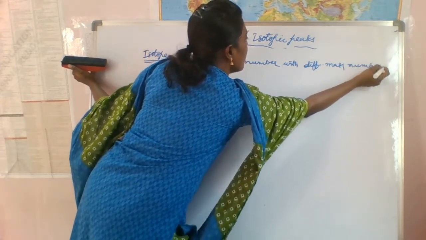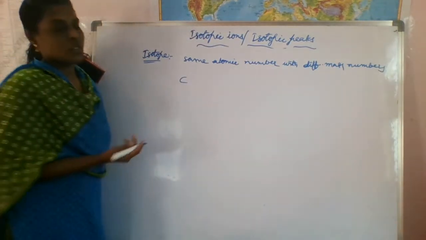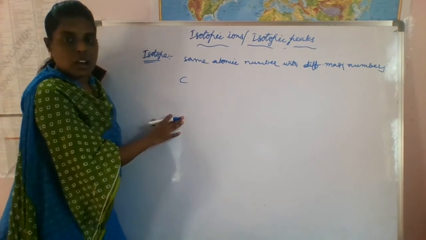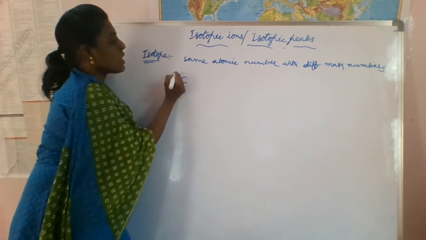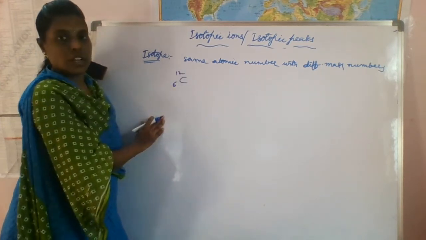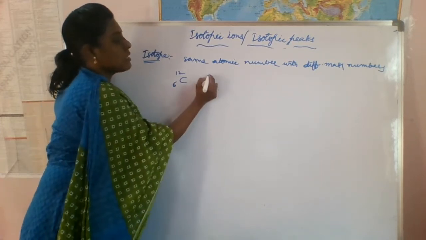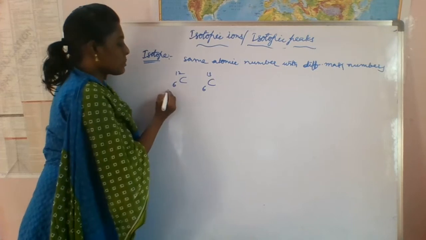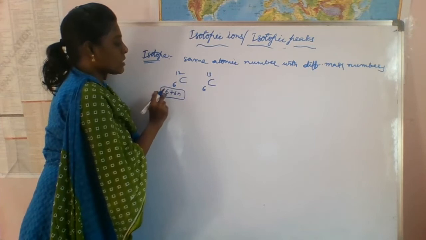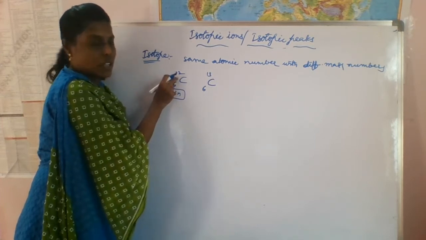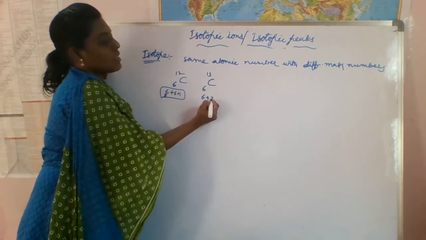If you take carbon, in nature two types of carbons are available. The most naturally abundant one is C12, that is 6C12, and the least abundant is 6C13. Here, 6 protons and 6 neutrons are present. If you add 6 plus 6, you will get mass 12. But if you add 6 plus 7, you will get 13.